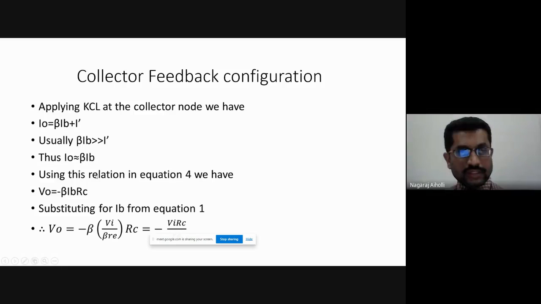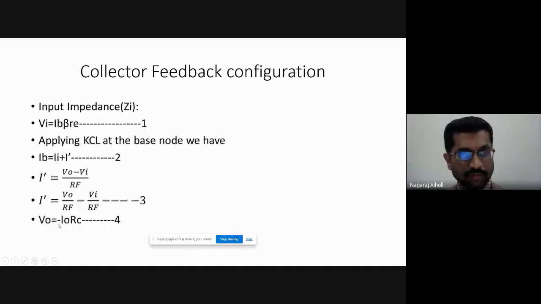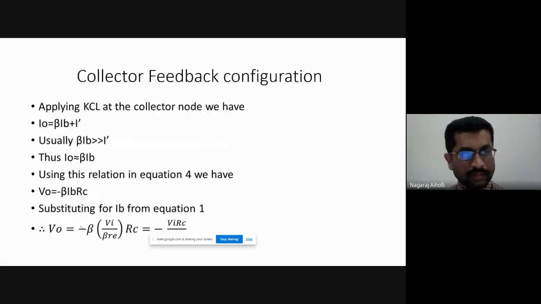Now let us use this relation in equation number 4. What is equation number 4 here? V naught is equal to minus I naught RC. This I naught is beta IB. So minus I naught into RC is minus beta IB RC. V naught is minus I naught RC, I naught is beta IB, therefore it is minus beta IB into RC.